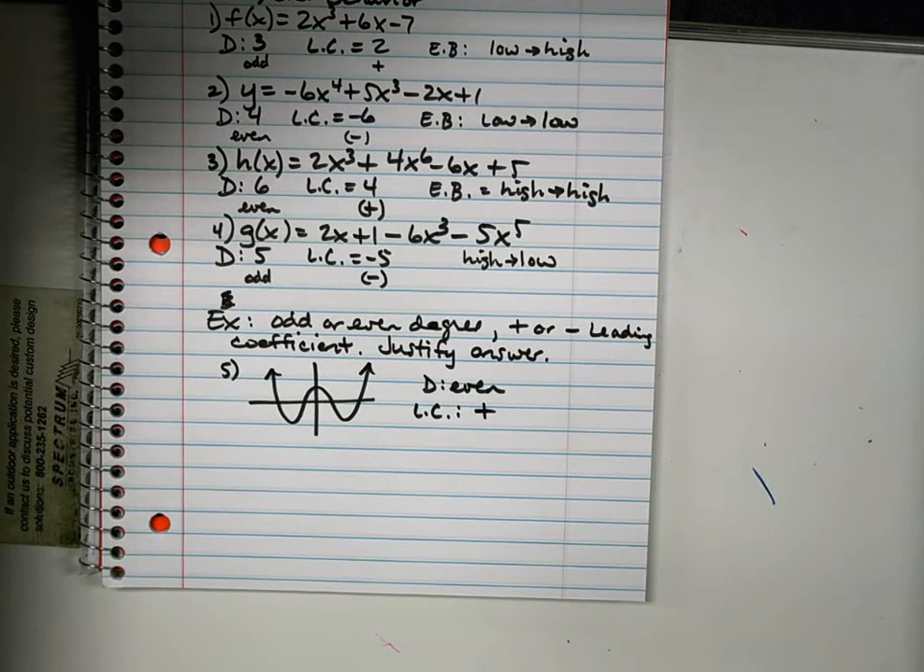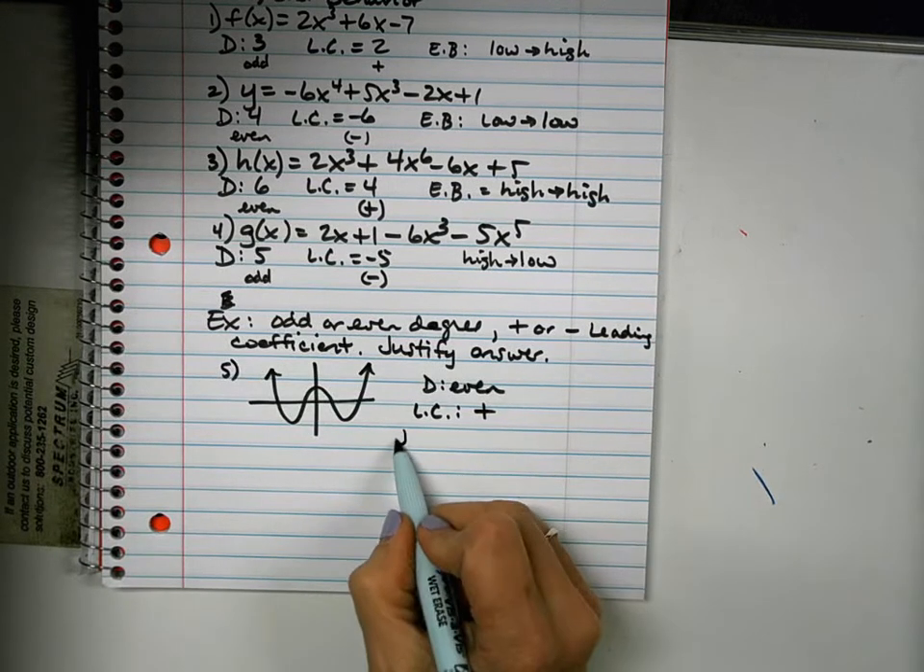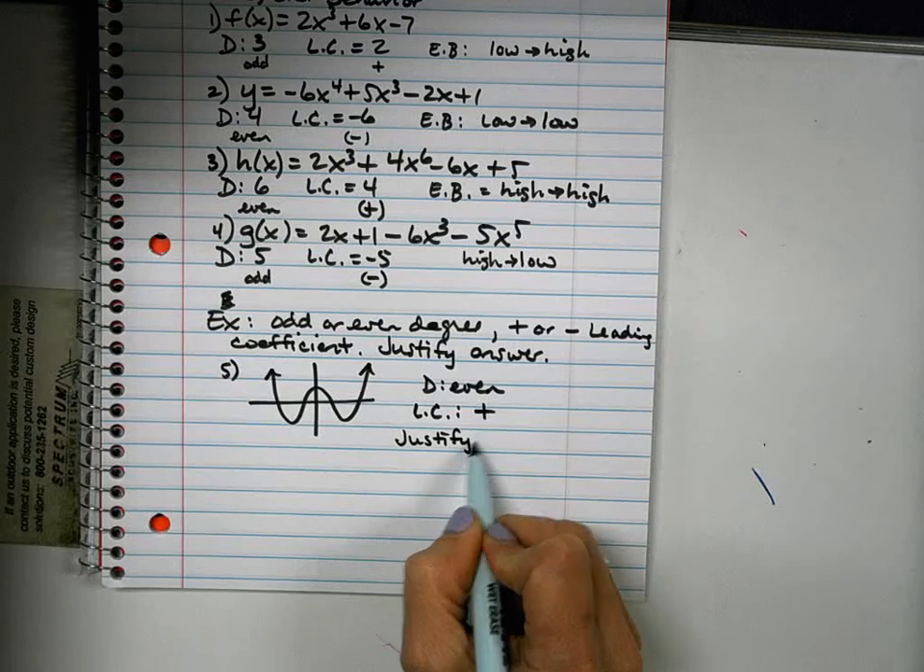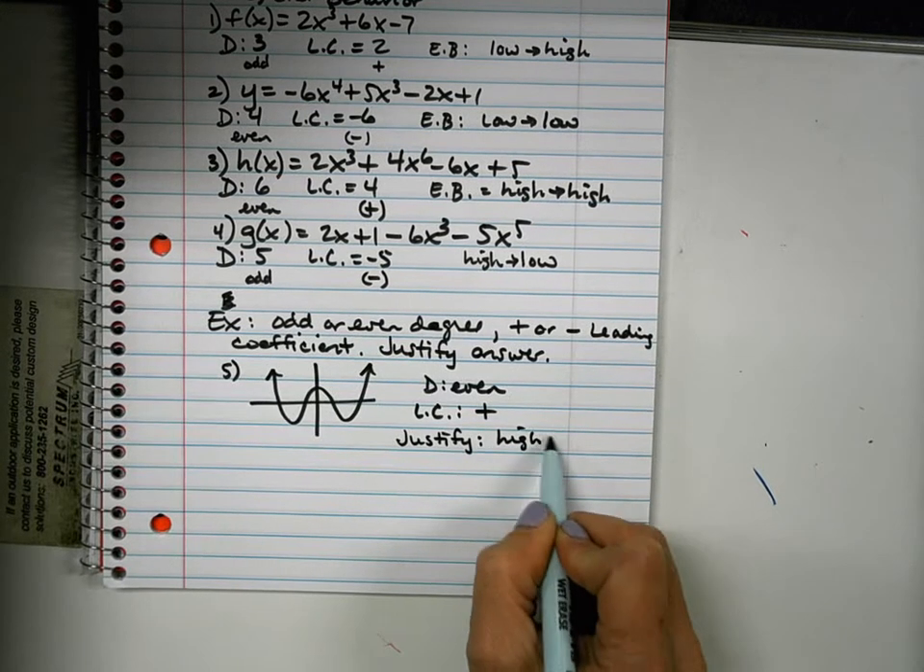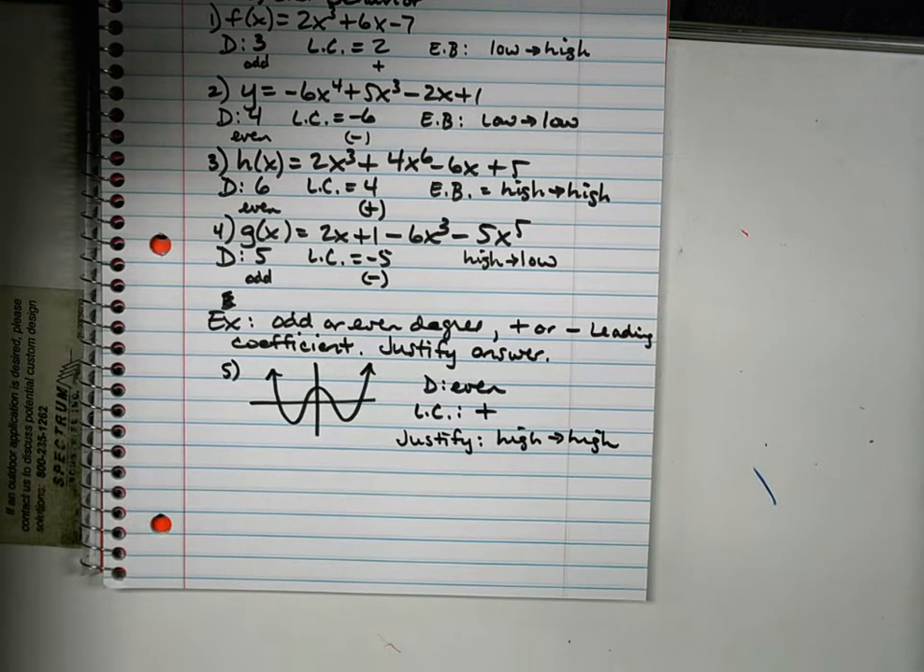How do you know that? Because it was high, high. So that's the justify. When it says justify, you'll just say it's because it was high, high. And that's the only way that could happen is if you had an even degree and a positive leading coefficient.